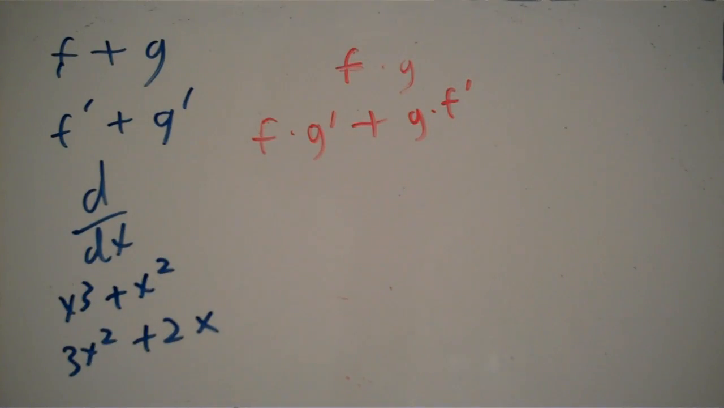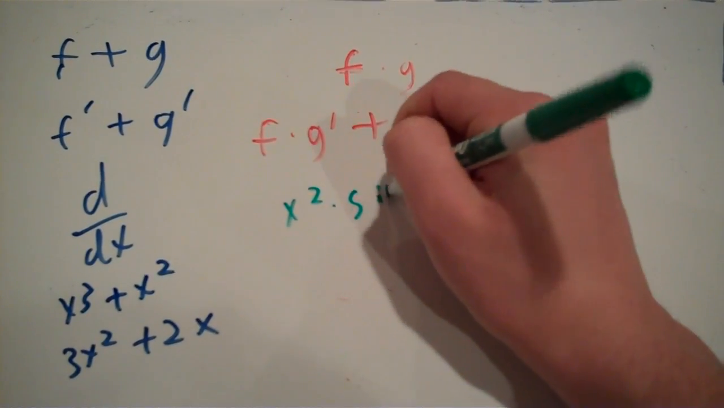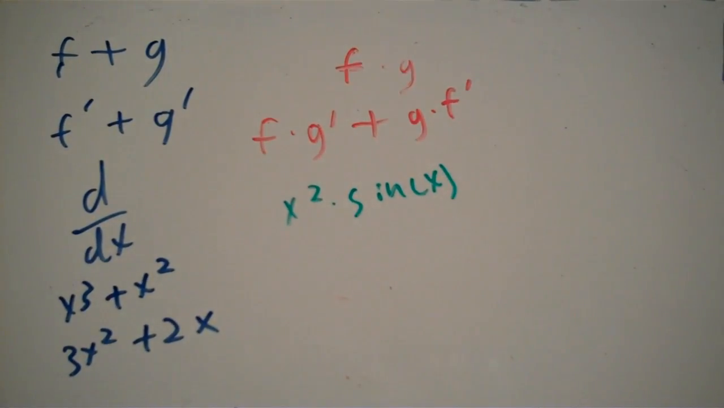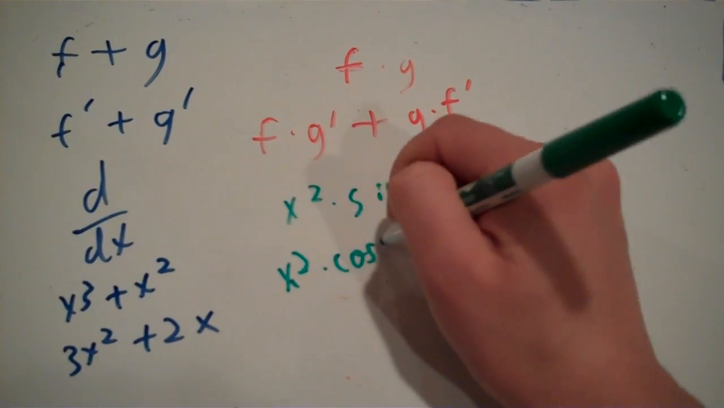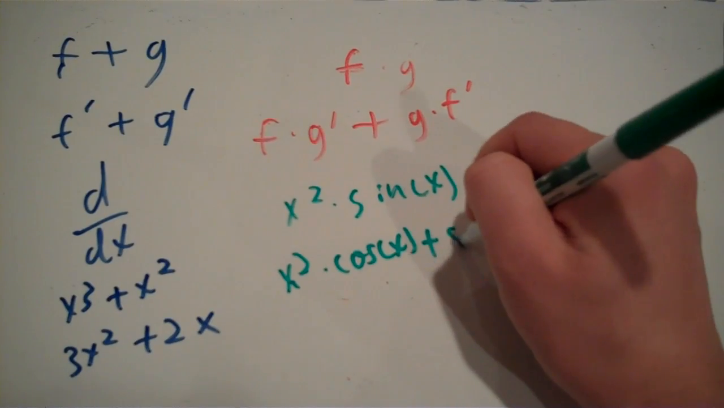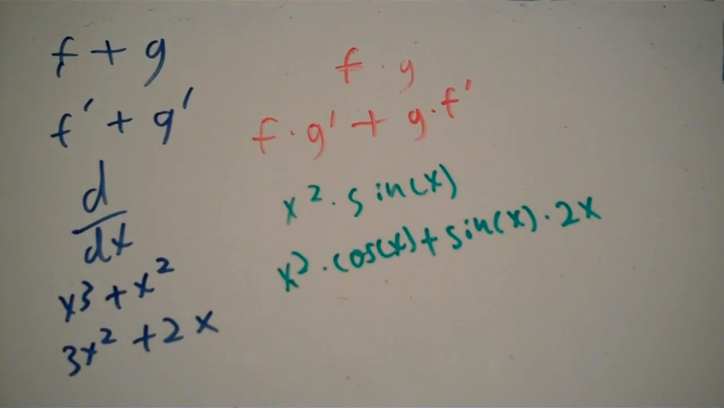So let's get an example of that. So say we have x squared times sine of x. So what we do here is we take our first function and we multiply that by the derivative of our second function, which is cosine of x, and add that to our second function times the derivative of the first function. So, the derivative of x squared times sine of x is x squared times cosine of x plus sine of x times 2x.